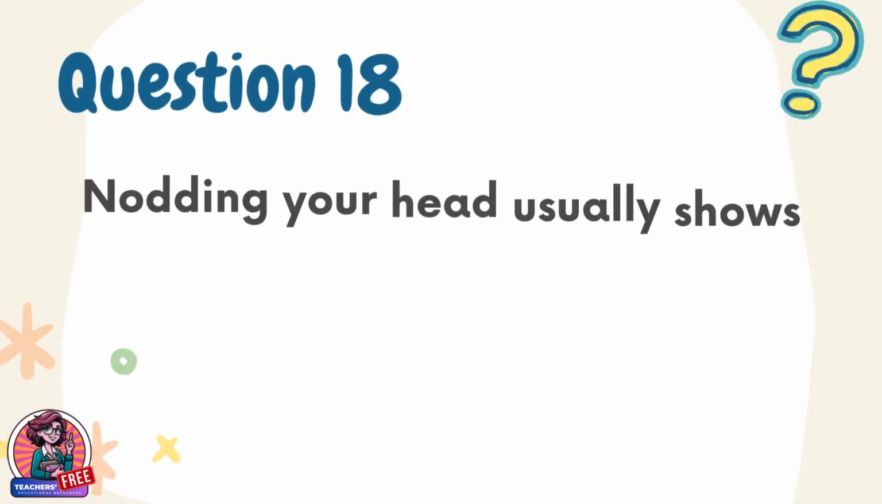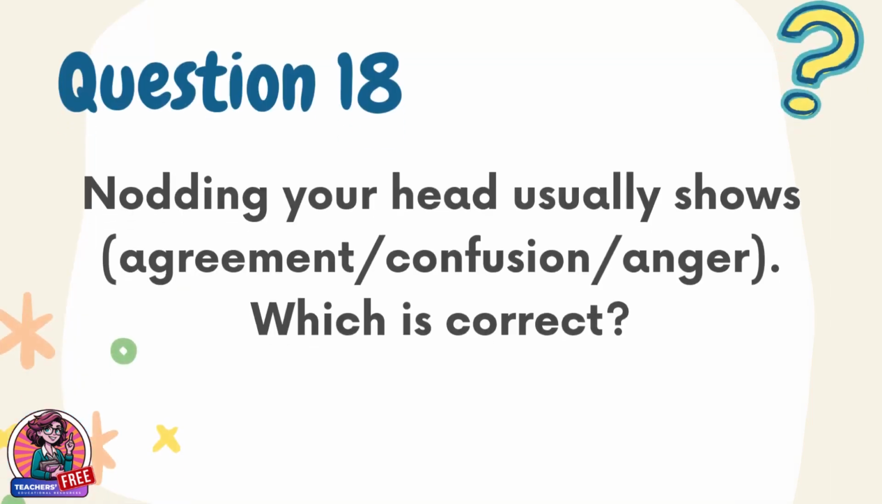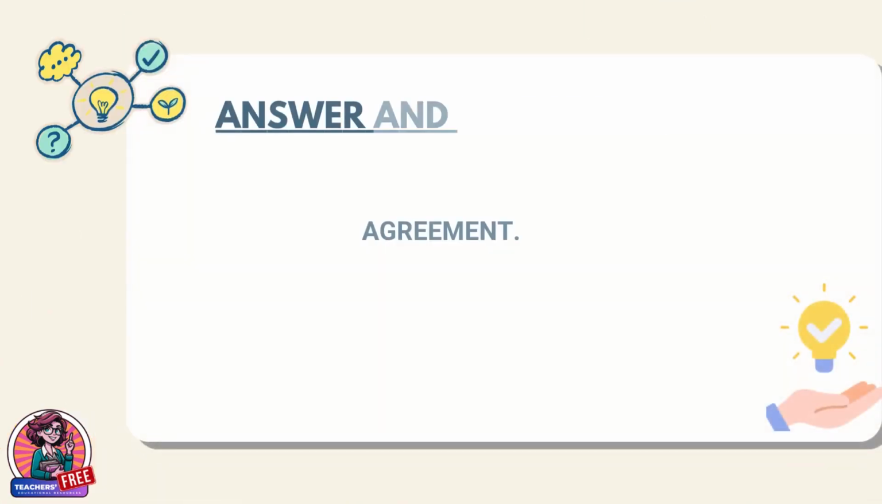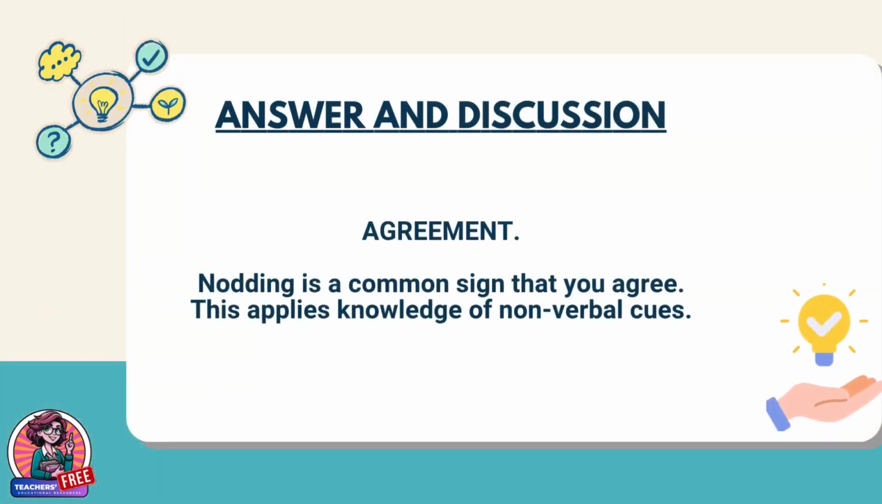Question 18. Nodding your head usually shows agreement, confusion, anger. Which is correct? Answer: agreement. Nodding is a common sign that you agree. This applies knowledge of nonverbal cues.